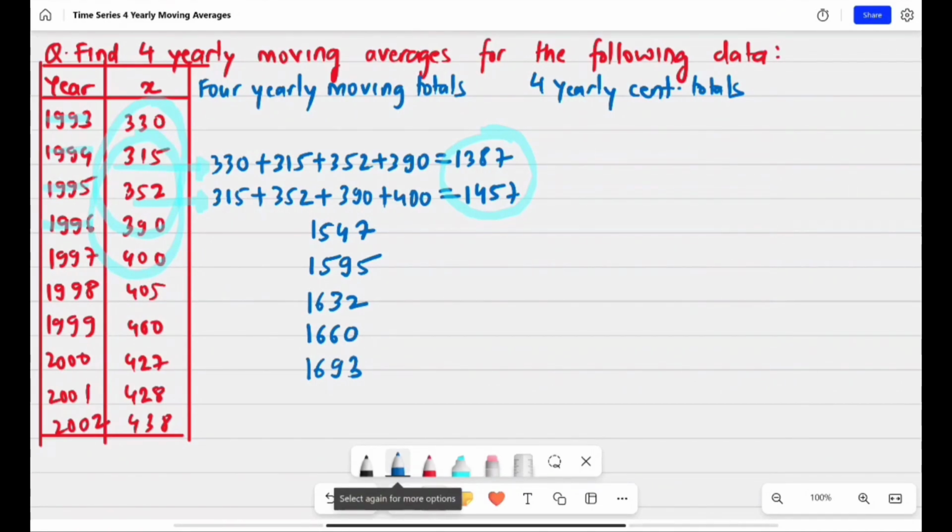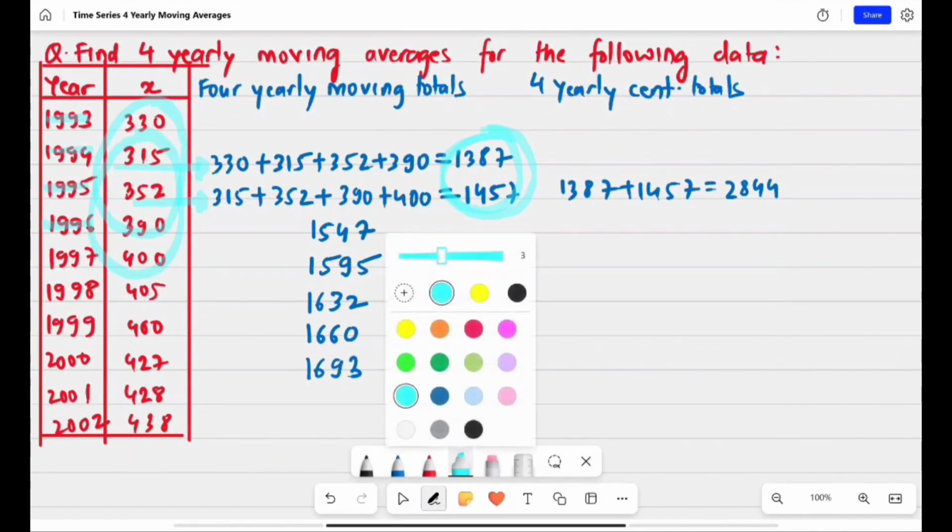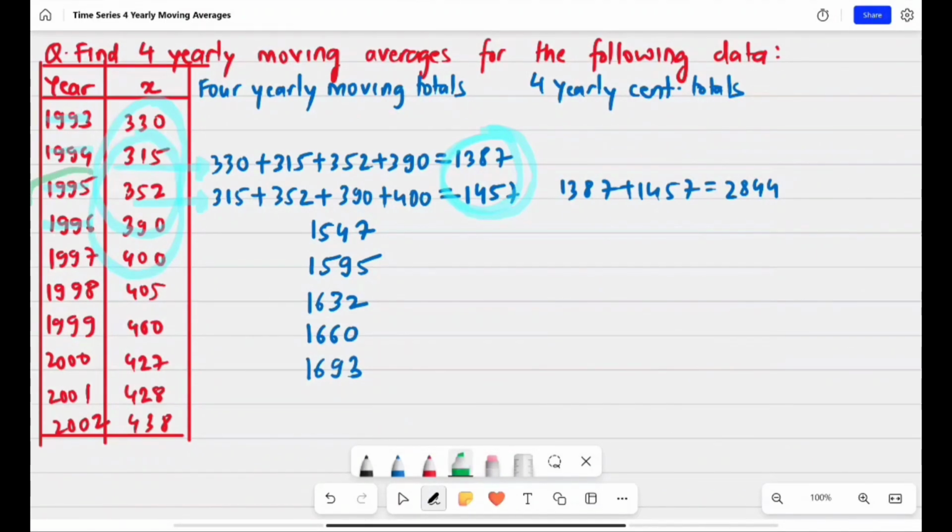To find the 4 yearly central totals, we are going to take 2 consecutive 4 yearly moving totals and add them and write the sum in the middle. So for the first one, it will be 1387 plus 1457, which comes as 2844. Now you will notice that this 4 yearly central total is going to lie exactly against the year 1995.